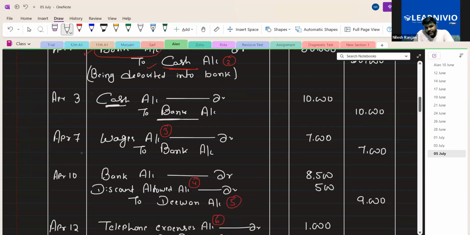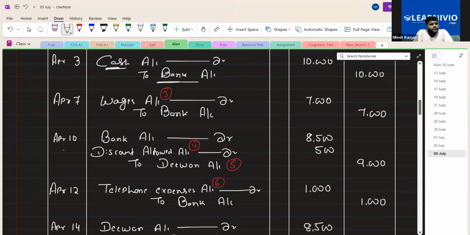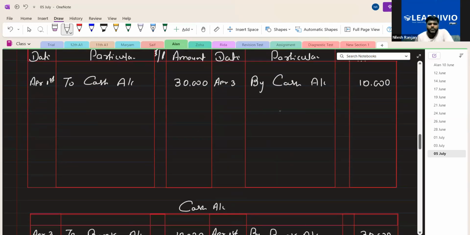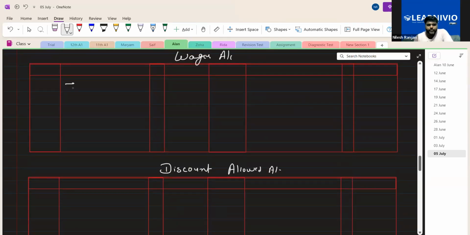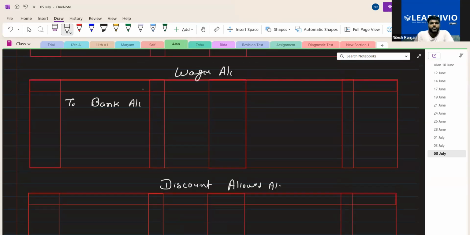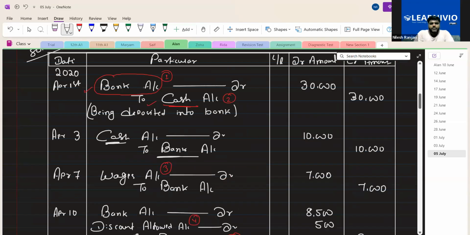Can you tell me the April 7th entry? Wages account debit to bank account. So in the wages account, bank account will be on the debit side, and in the bank account, wages account will be on the credit side. Very good. So "by wages" in the bank account, and in the wages account it will be "to bank", amount 7,000.